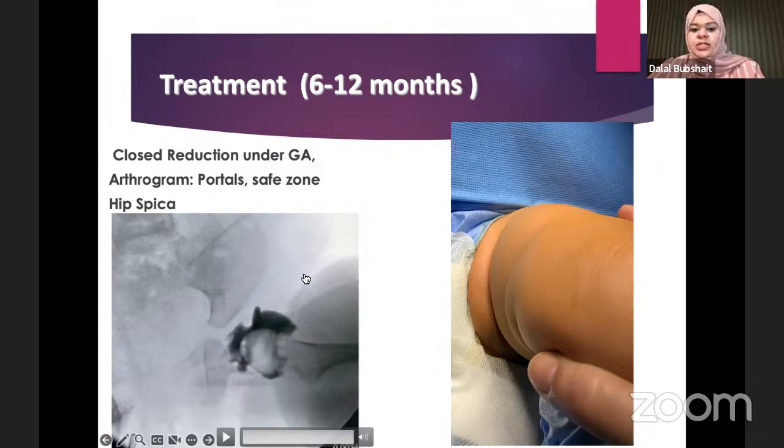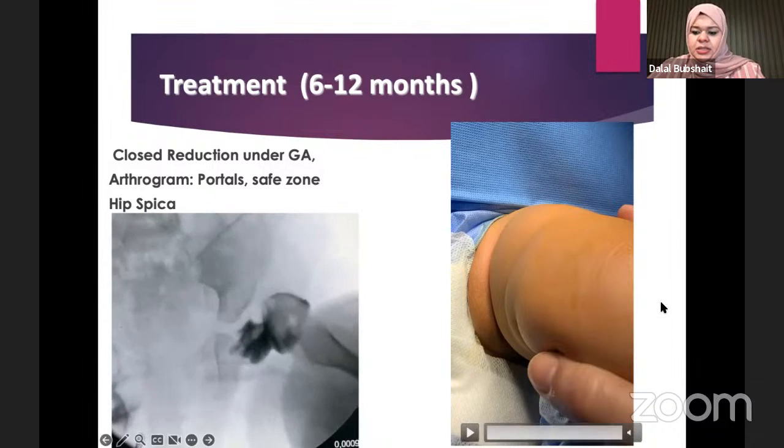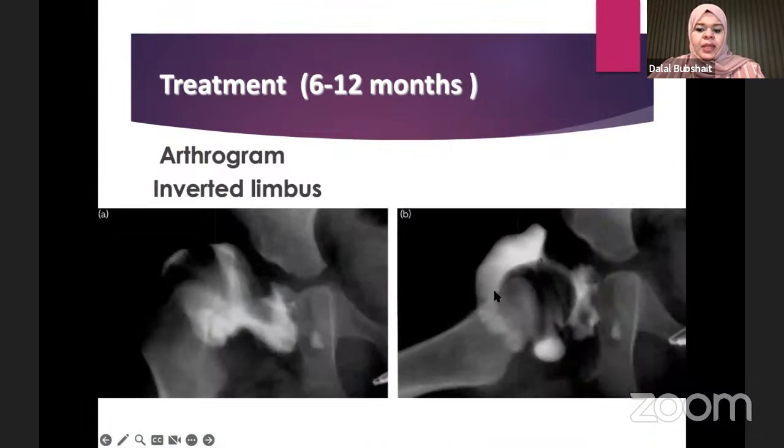If that hip was stable and it's good enough to reduce, like the next patient, let's skip to the next one. As we said, there are types of inverted labrum that you see. This is a square part and this is a pointy part.